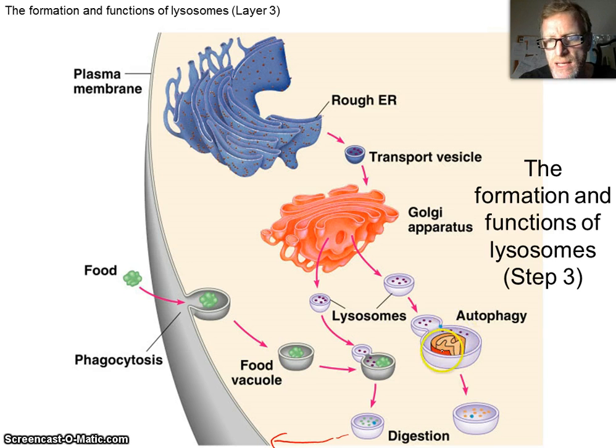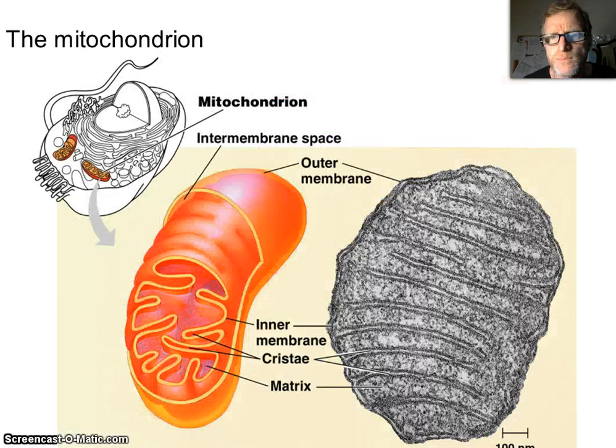Or let's say we've got a dead structure like a mitochondria here. We can fuse our lysosome with that, digest that mitochondria, and then recycle those nutrients. So again, here's some sort of interaction of how these different structures interact together.